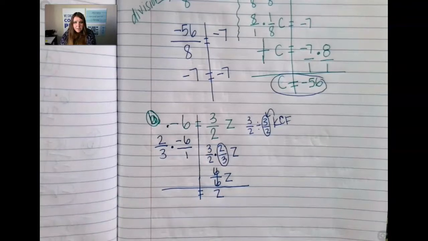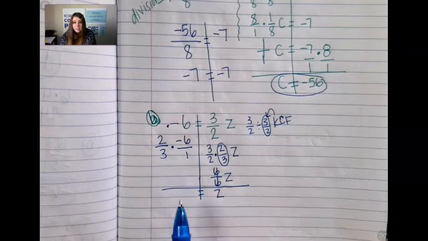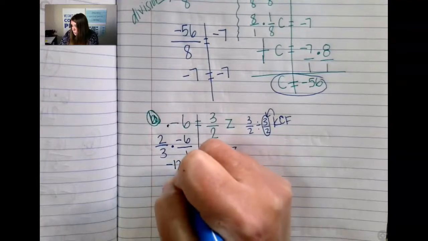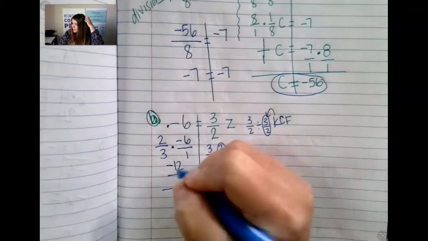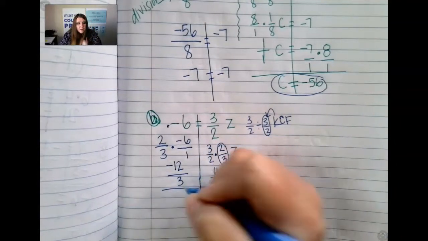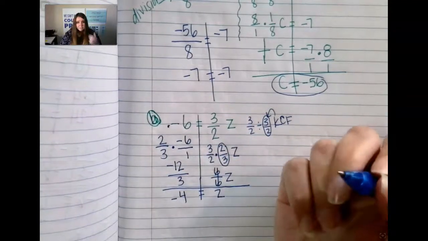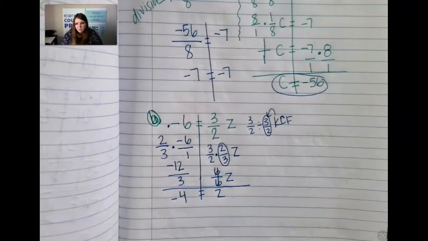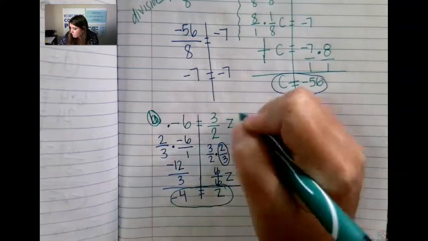Okay, ready for our next part? I have 2 times negative 6. 2 times negative 6 is negative 12. 3 times 1 is 3. Well, negative 12 divided by 3, that is going to give me 4 with a negative sign, because a negative divided by a positive is a negative. Let's check and see, is my solution correct? I'm going to check that by putting this negative 4 in for z.